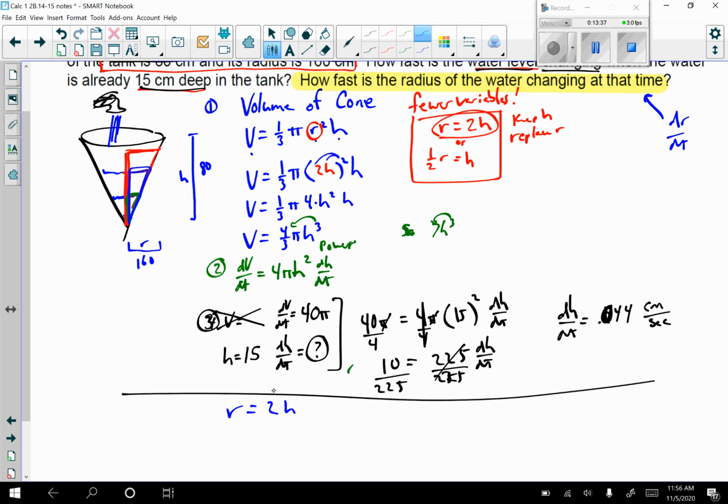We'll use this simple equation. If r equals 2h, then dr/dt equals 2 dH/dt. And we can plug in there. So dr/dt is just twice as much as this 0.044 that we just found. So you don't have to go back and do the whole problem again. These two are related. The height and the radius are related in a simple ratio. So their derivatives are related in that ratio. So 0.088. And that is in centimeters per second as well. That's the idea for a cone.